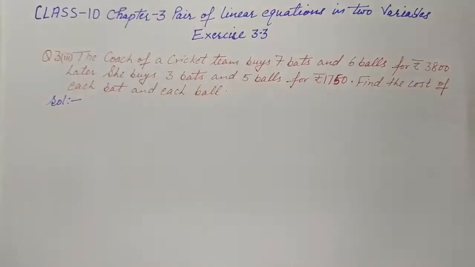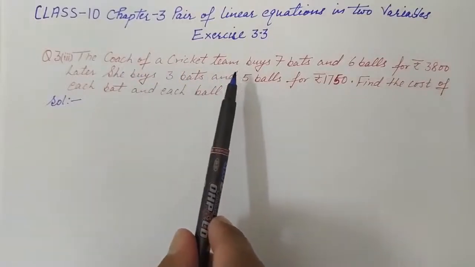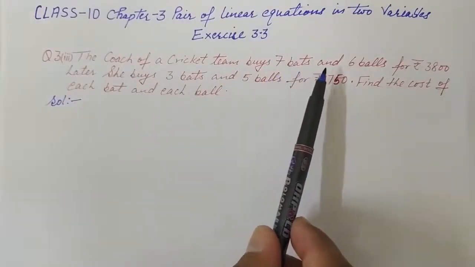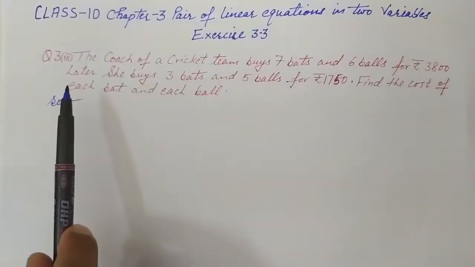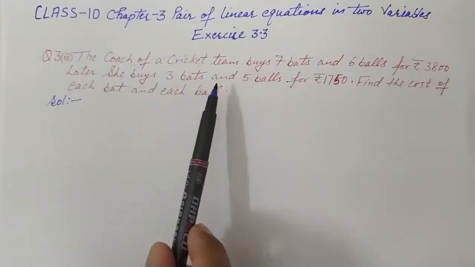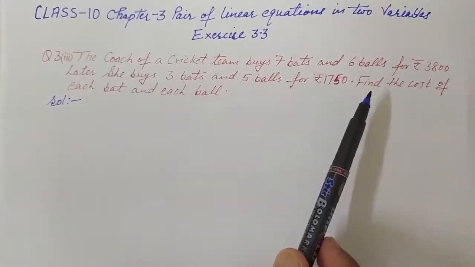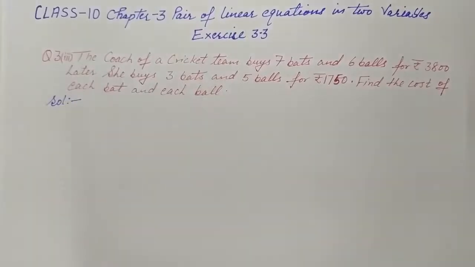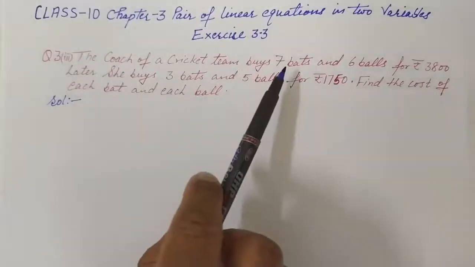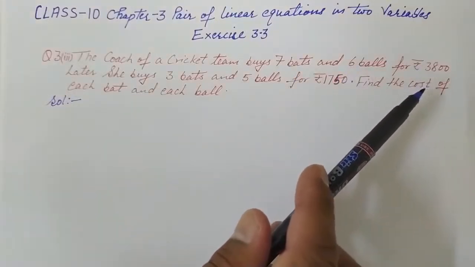Let's solve this question. The question is, the coach of a cricket team buys 7 bats and 6 balls for rupees 3,800. Later she buys 3 bats and 5 balls for rupees 1,750. Find the cost of each bat and each ball. So there are two cases given. When she buys 7 bats and 6 balls, then rupees is 3,800.